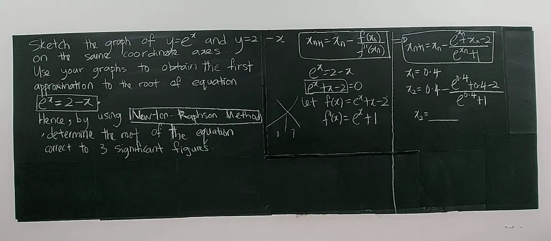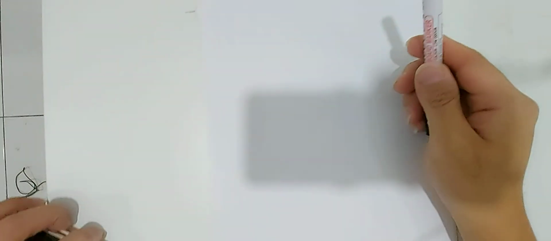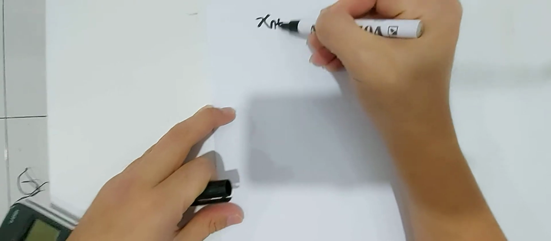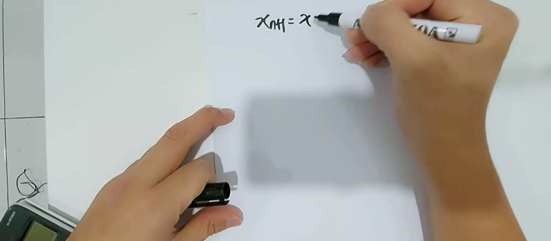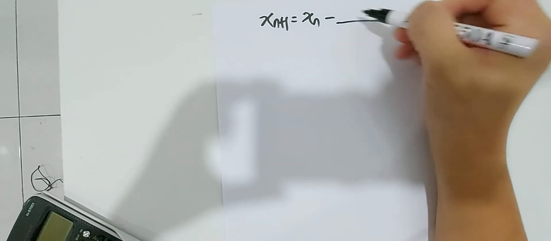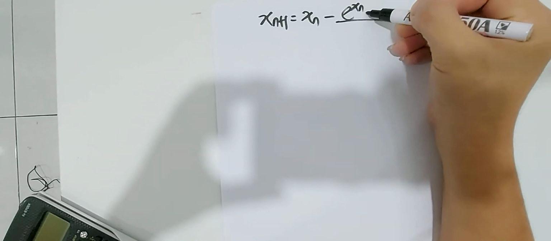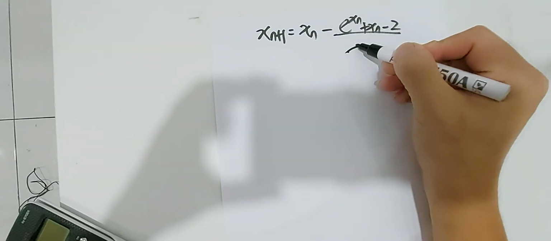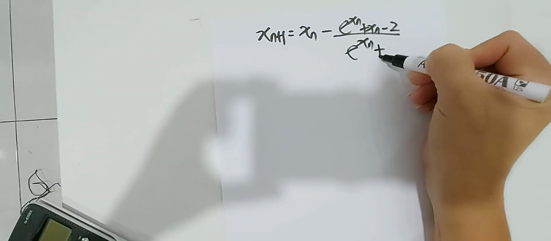I will teach you how to use the calculator in finding the roots. Okay, let's look at the iteration formula here. We know that the iteration formula will be xn minus (e^xn plus xn minus 2) over (e^xn plus 1), right?